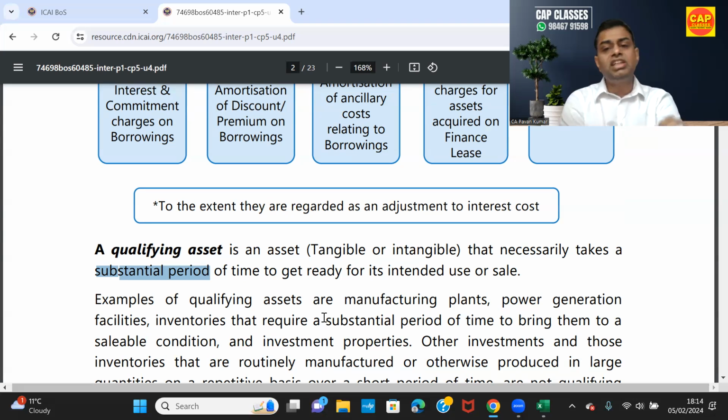That can be a tangible asset, that can be an intangible asset. But the only condition is the asset is not ready to use now. It will take a substantial period of time. We are constructing a bridge on a river. It will take 8 years of time. It will take 6 years of time.